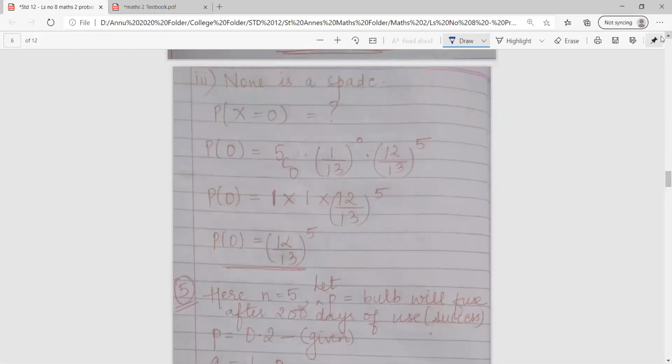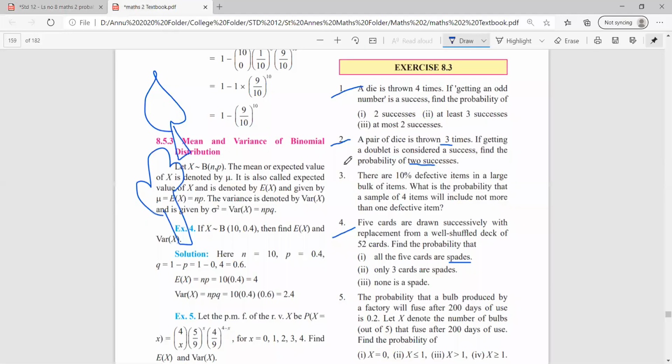Now none means 0. So basically you have to find the value of P of X is equal to 0. So P of 0 is equal to 5C0 into 1/13 raised to 0 into 12/13 raised to 5. Anything raised to 0 is 1. 5C0 is also 1. So your final answer is P of 0 is equal to 12/13 raised to 5. So I hope class, the 3 sums are clear to you all.